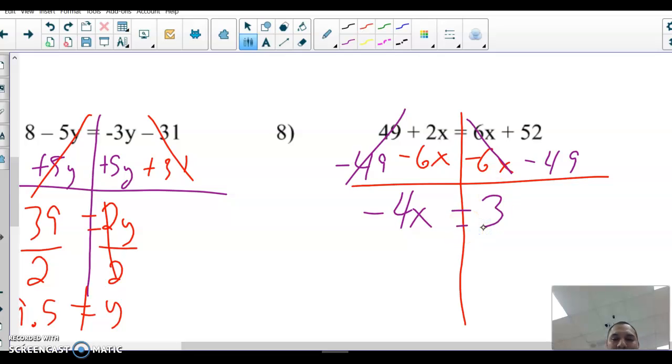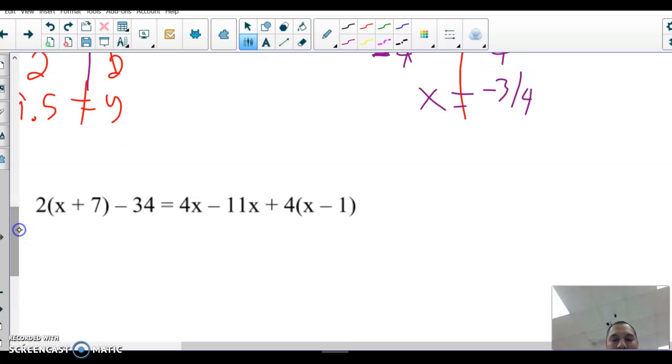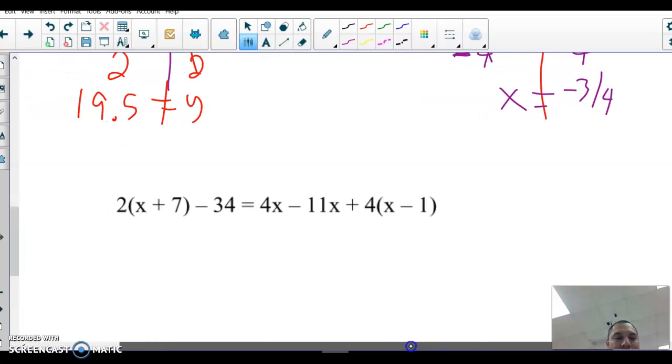2 minus 6 is -4. 52 minus 49 is 3. So my x's were negative. That's fine. Make sure you divide by a negative then. -4 divided by -4 is positive 1x, which is just x. Answer is -3/4. You can plug it in to verify. All right, looks like we're at the last one.